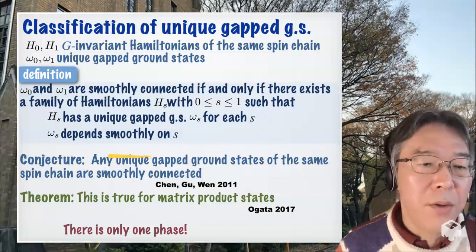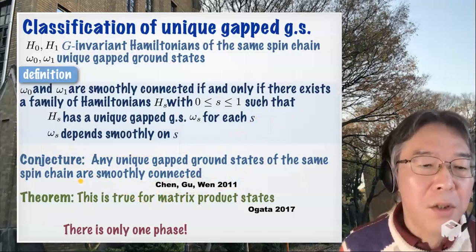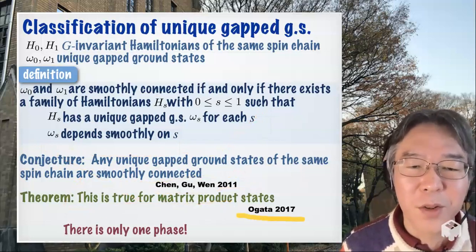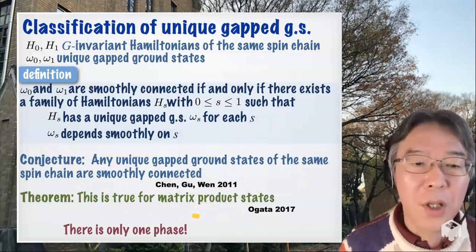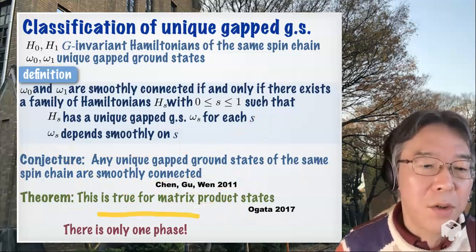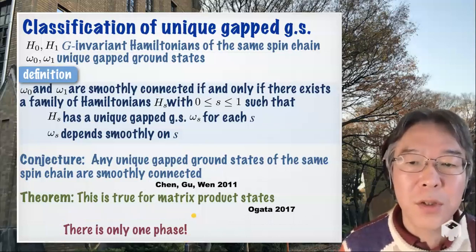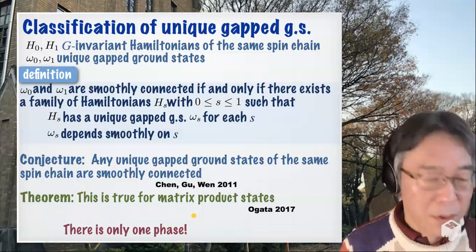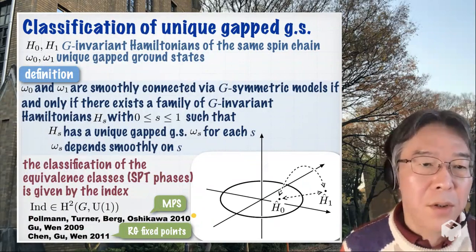And there is a very famous conjecture, I think this is due to Xiao-Gang Wen, that any unique gapped ground states of the same spin chain are smoothly connected with each other. Everything is connected. And actually, a partial proof was again given by Yoshiko Ogata, and she proved this statement for matrix product states. So anyway, the belief is that in one dimension, there is only one phase of Hamiltonians with unique gapped ground state. But the game becomes interesting if we make some restriction on the symmetry.